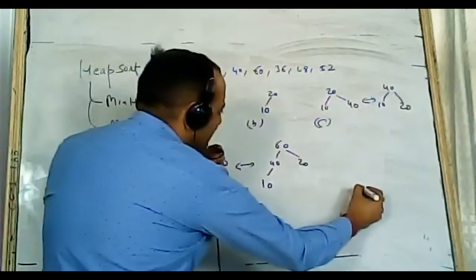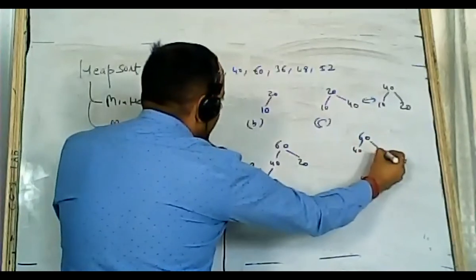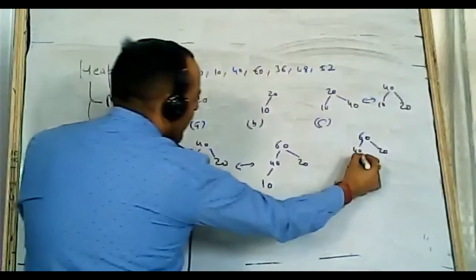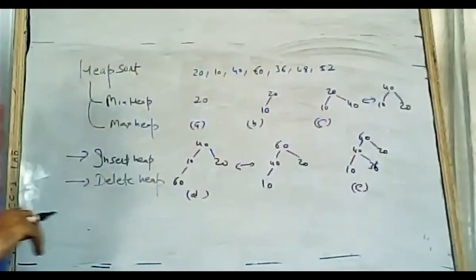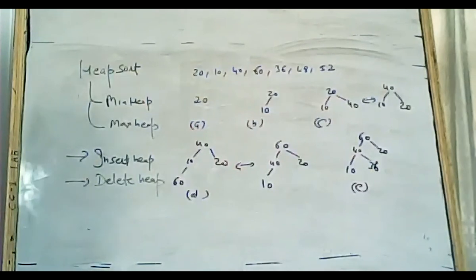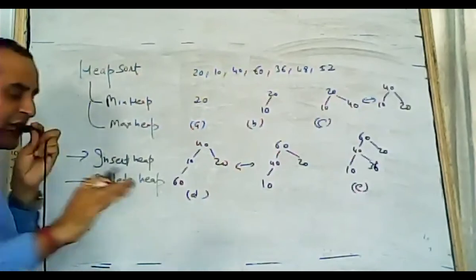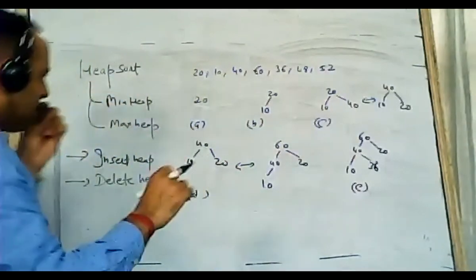Now step E, next step. 60, 40, 20, 10. What is the next element? 36. It is smaller than 40, so it will remain here only. Yes or no? Are the steps till now clear? Are you noting with me on your copy? Yes, sir.